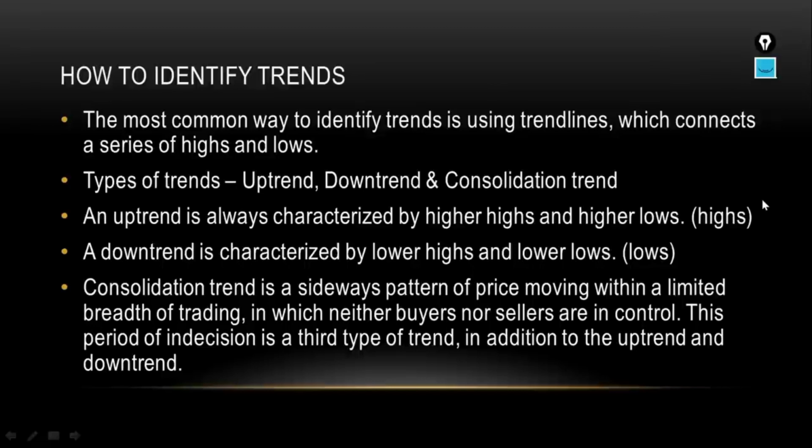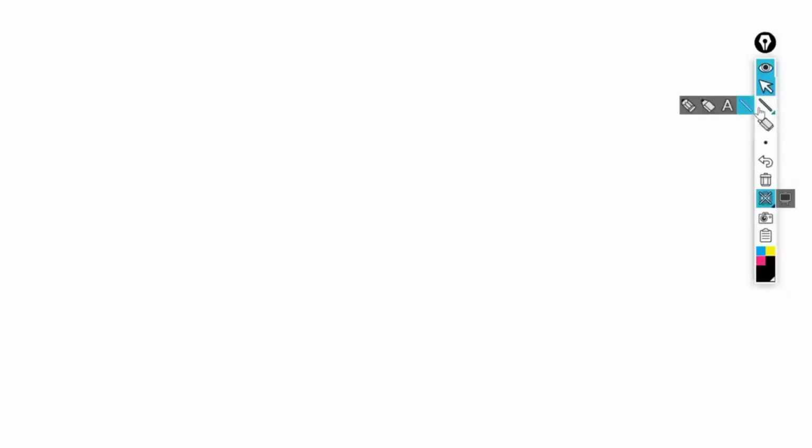An uptrend is always characterized by higher highs and higher lows. When you want to understand an uptrend, you're going to focus on highs. Let me explain what I mean by that. What is an uptrend?